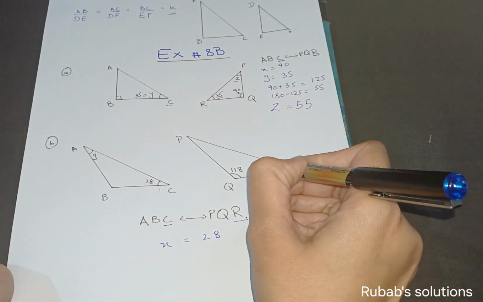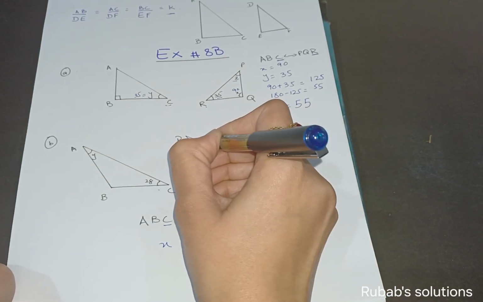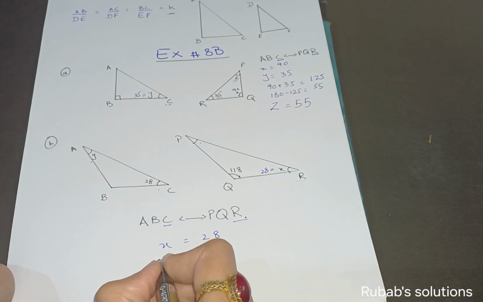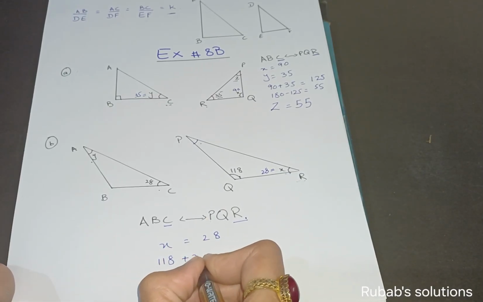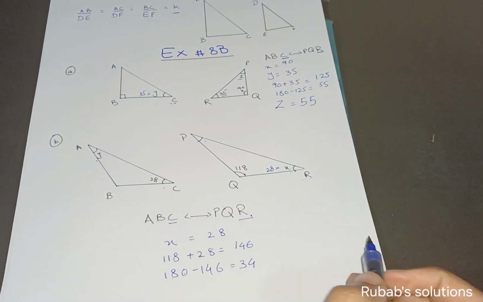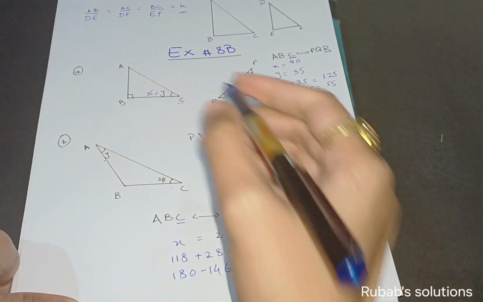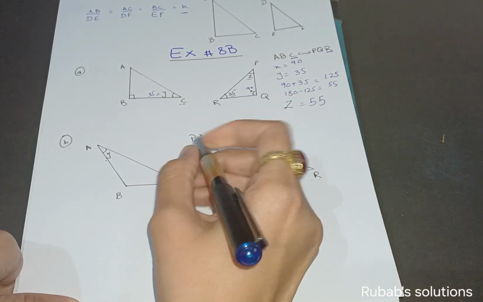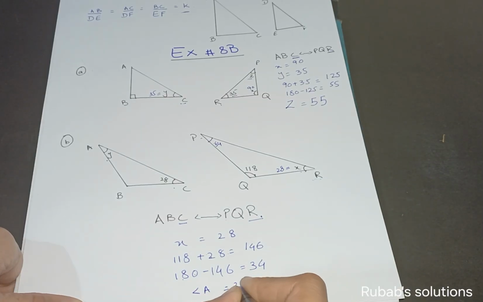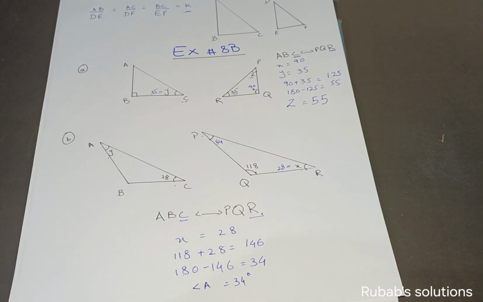Okay, if this is 28 and this is 118, can I find this one? If I find this one, it will be equal to that A. So 118 plus 28 is equal to 146. Now subtract from 180, so the answer is 34. So this is 34 at point P. This is A, so angle A is equal to 34. So this is done. Now moving towards part C.